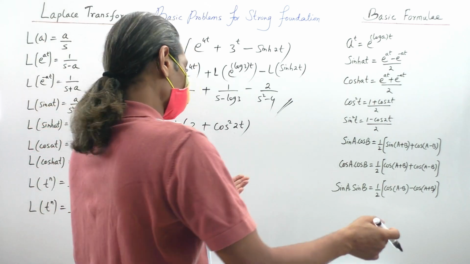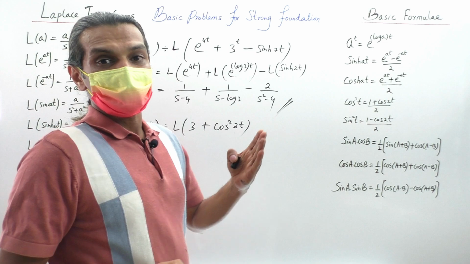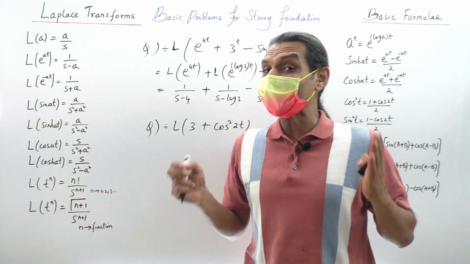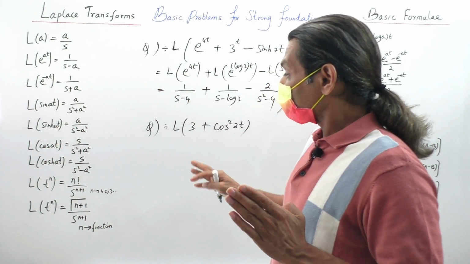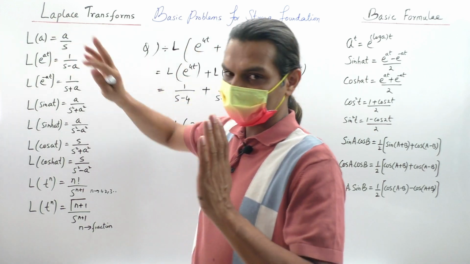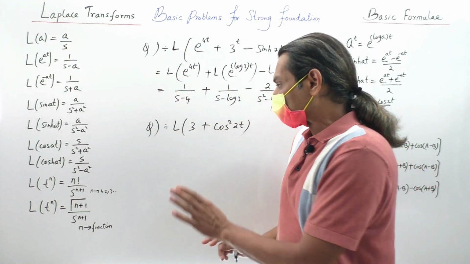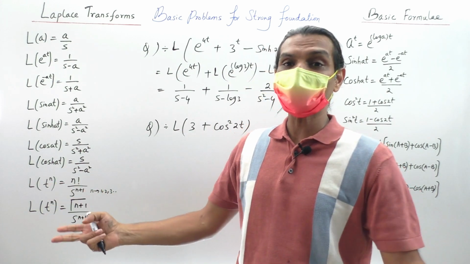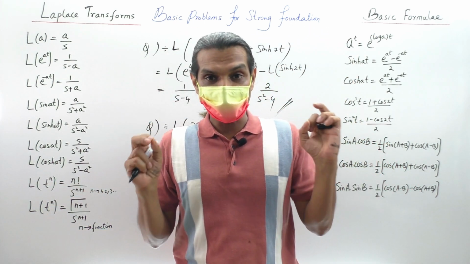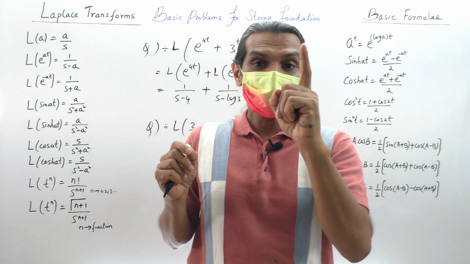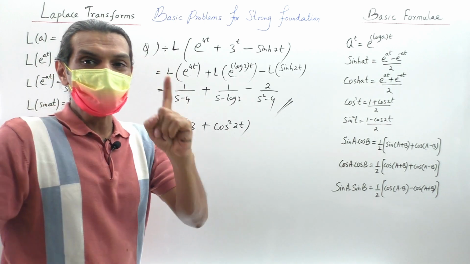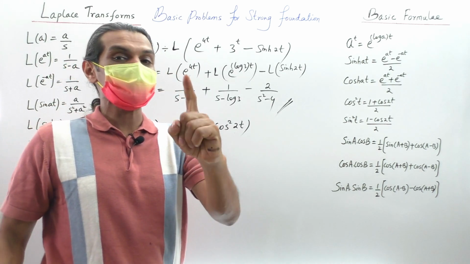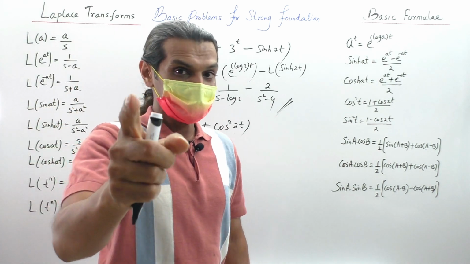See, first thing, is the question standard? 3 is 3 as plus is there, no issue. But cos square, is there any cos square in the standard formula? No, it's not there. So, in any engineering mathematics, wherever you get this cos square, you have to always use the formula. Listen carefully. Okay.